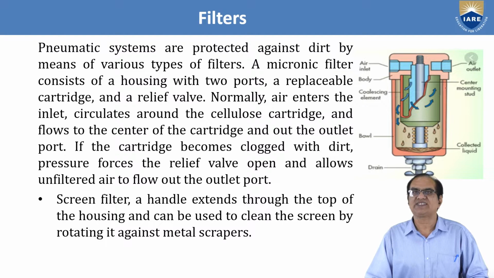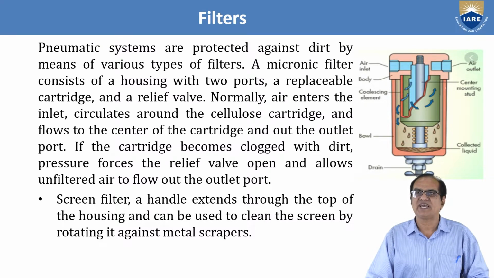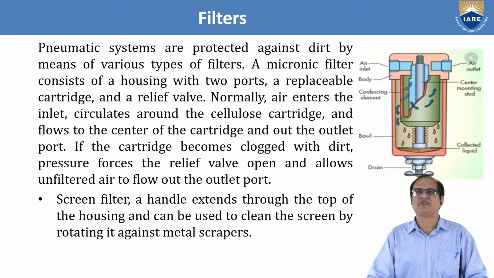Normally, air enters the inlet, circulates around the cellulose cartridge and flows to the center of the cartridge and out the outlet port. If the cartridge becomes clogged with dirt, pressure forces the relief valve open and allows unfiltered air to flow out of the outlet port. Screen filters have a handle extended through the top of the housing and can be used to clean the screen by rotating it against metal scrap.